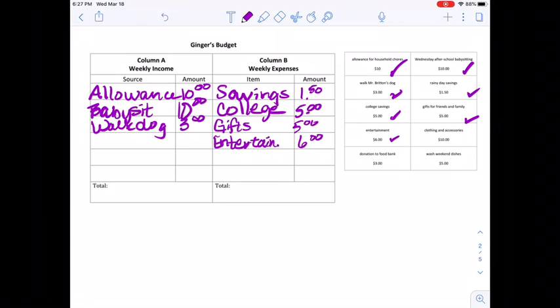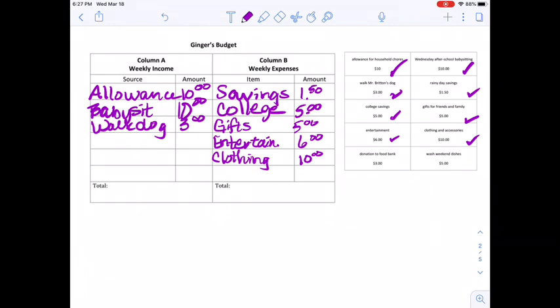Clothing and accessories. Am I buying those, so I'm spending money, or am I earning money? Well, if I'm buying clothes and accessories, I'm spending money. That's my expenses, and that is $10. So I'm writing clothing, $10.